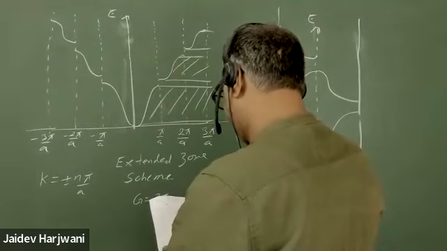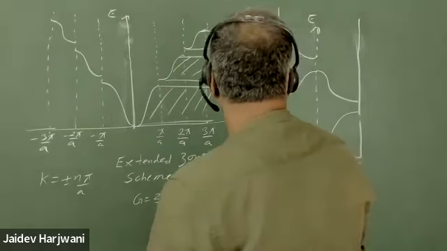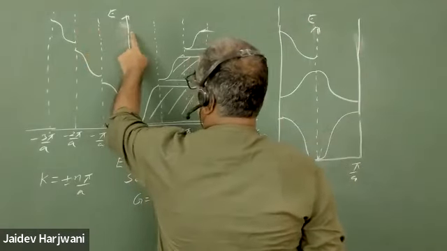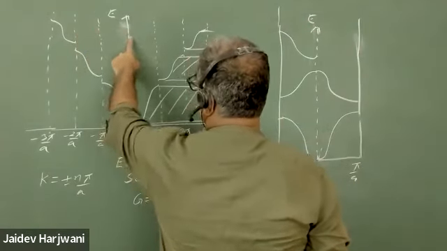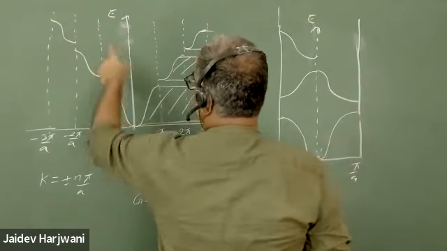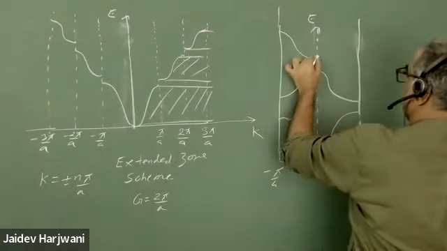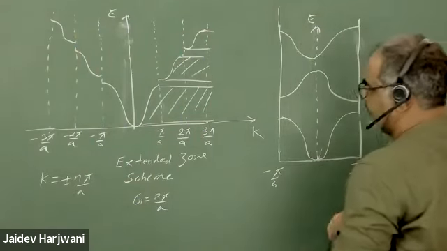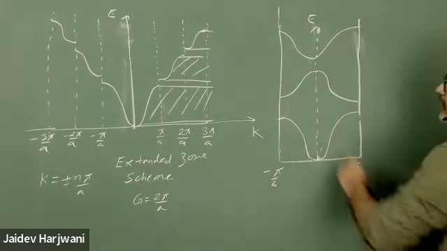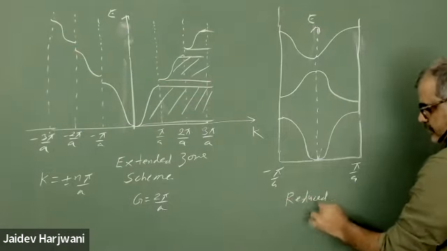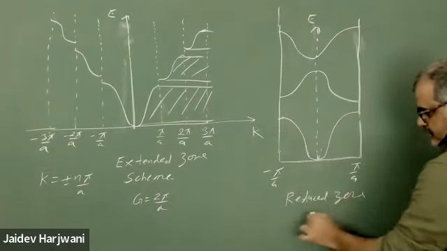So if I translate this one by 2 pi by a, it will come here. If you do it by 2, also by 3, it comes like this. So this is my graph. Let me check again. This is my third band. So this is called your reduced zone scheme.